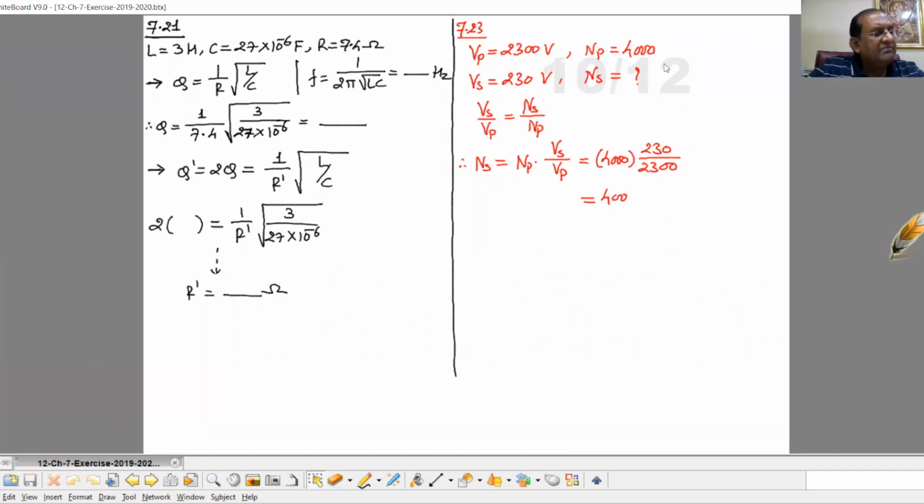Then B question. A capacitor is used in the primary circuit of the induction coil. Here you have to remember this thing, that is to avoid the sparking.